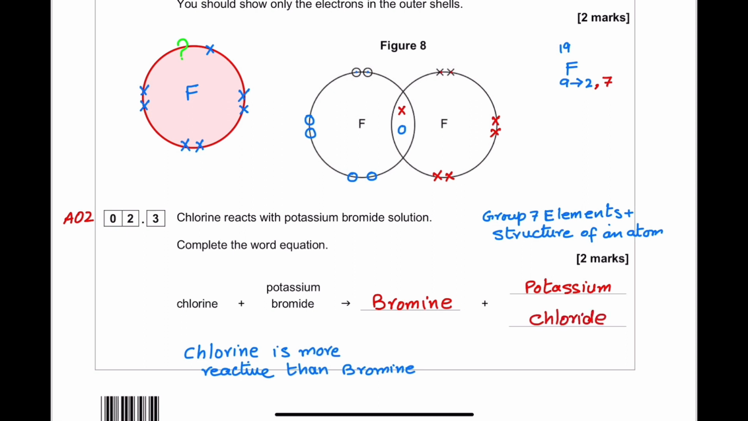Students make a very common mistake here. Instead of writing bromine, they're still writing the word bromide. So this is a common mistake that students are making, and they are losing 1 mark.